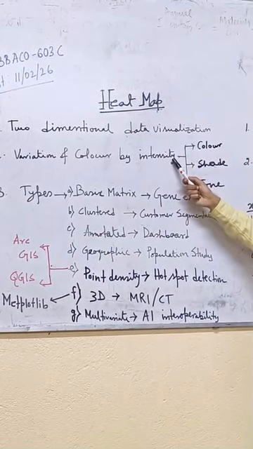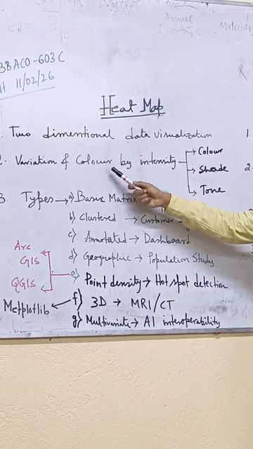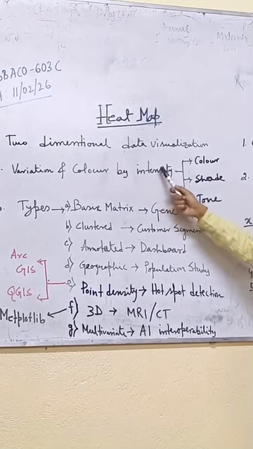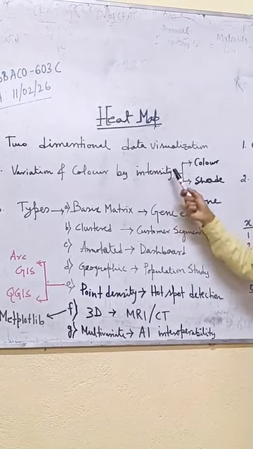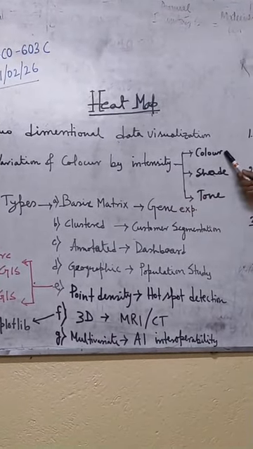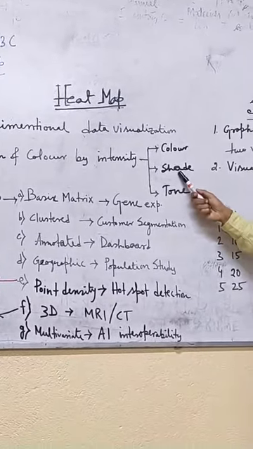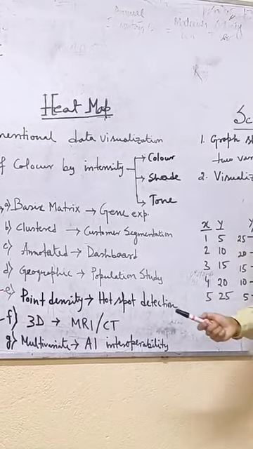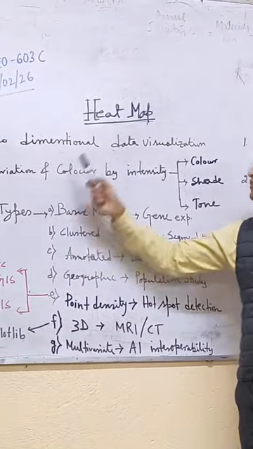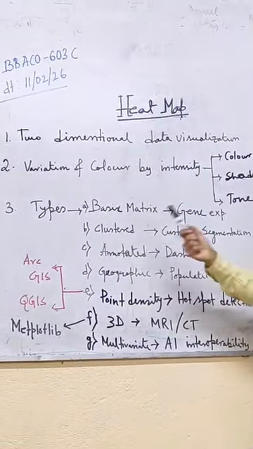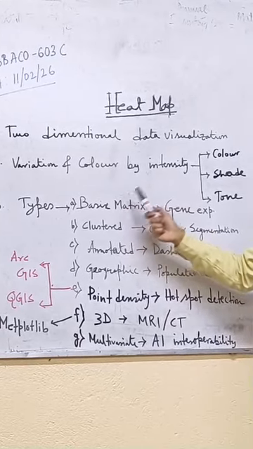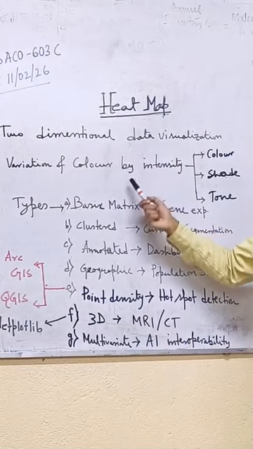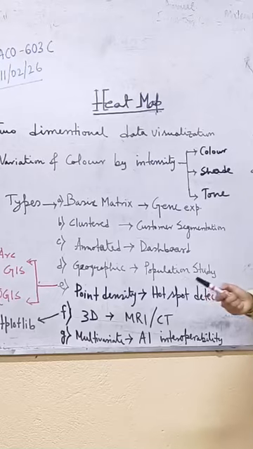We can analyze here with the help of different variations of color. We may measure the intensity of that particular color. What is that? Maybe of different color, maybe of different shades, and maybe of different tone. Now, if we know the types of heat map, we can automatically analyze what is the basic application or module application of heat map in data science as well as data analytics.